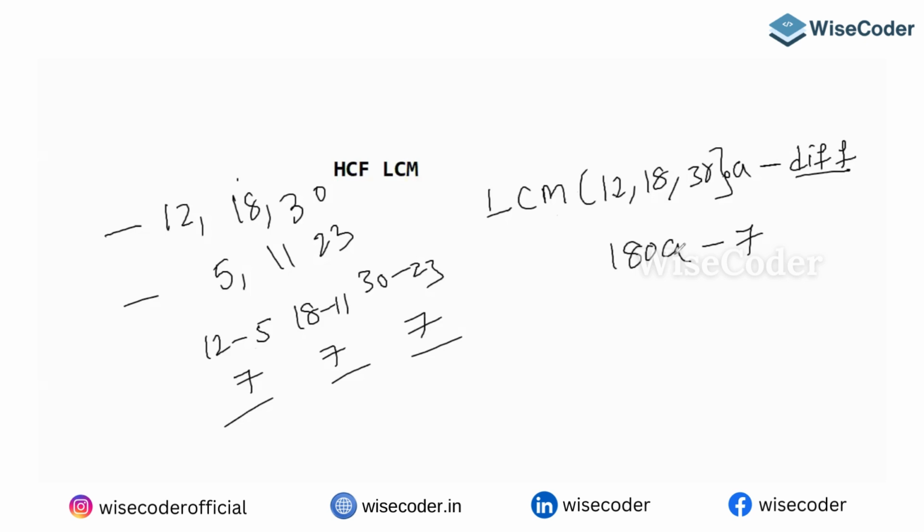So the smallest number, if you put 0, minus will come, so this is not going to be your answer. Put 1. When you put 1 here, 180 times 1 minus 7, the smallest number you can say is 173. If you put 2, so 180 times 2, 360 minus 7, you can say 353, and so on.